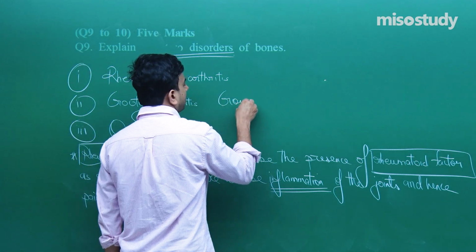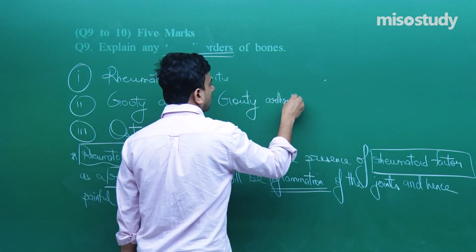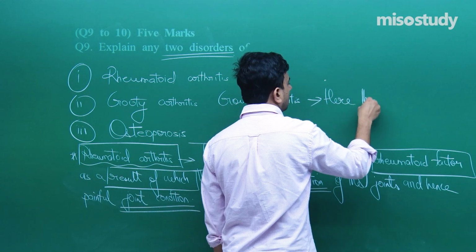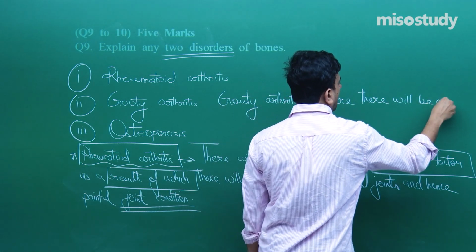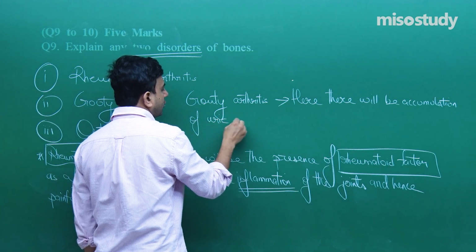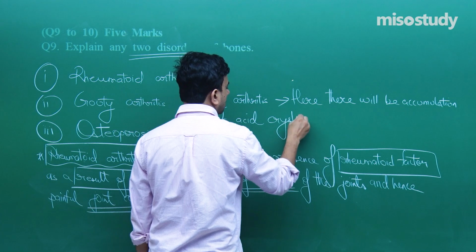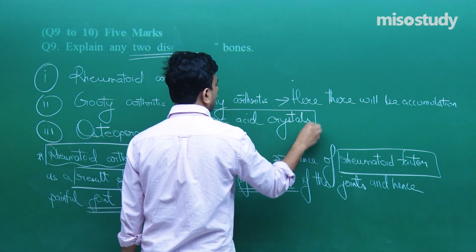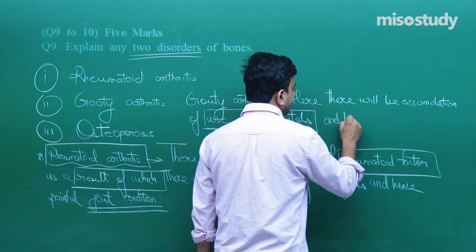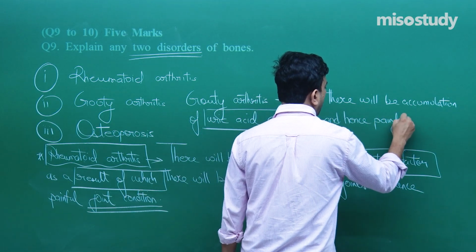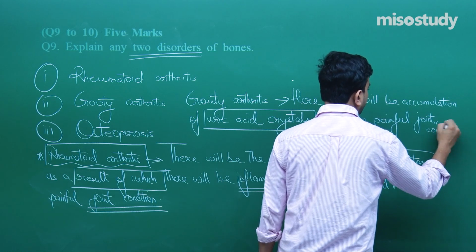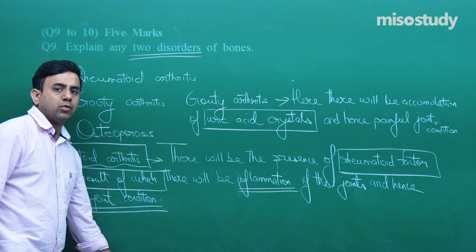Talking about gouty arthritis. Here there will be accumulation of uric acid crystals, and hence a painful joint condition. Right? We move on to the next question.